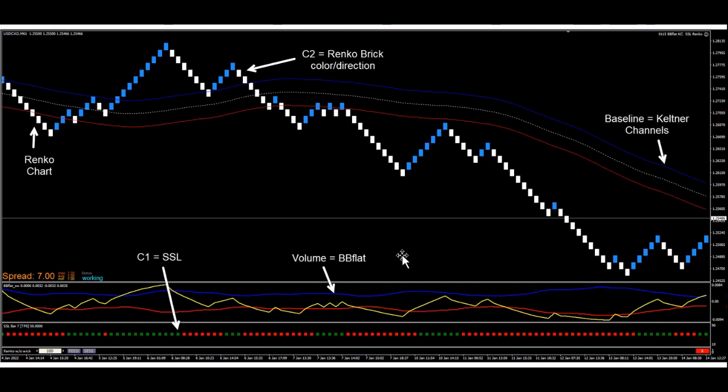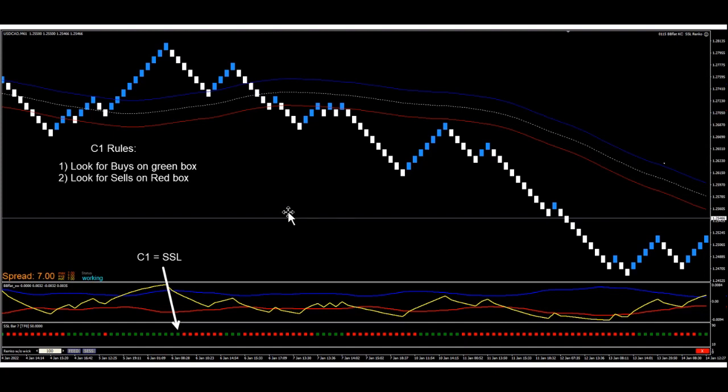And finally, my volume, I'm using an indicator called BB flat, and that's this one right here. Now, this indicator is actually based on Bollinger Bands. And I know, Bollinger Bands might be part of those dirty dozen, but I have found that when used with a Renko chart, which has far less fluctuations, this indicator seems to work very well.